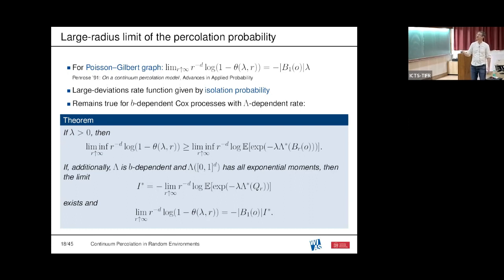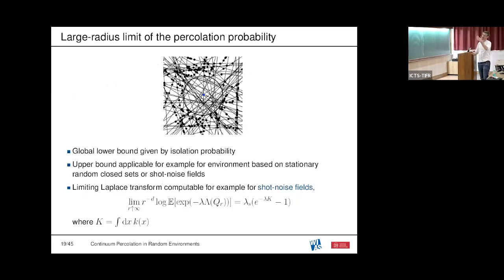And under some additional conditions like B-dependence and the existence of exponential moments, this lim inf becomes a lim, and we get some semi-explicit rate function here in terms of the environment. This game, we are isolating the origin in the environment. So sometimes this rate function is even computable, for instance in the shot noise case.